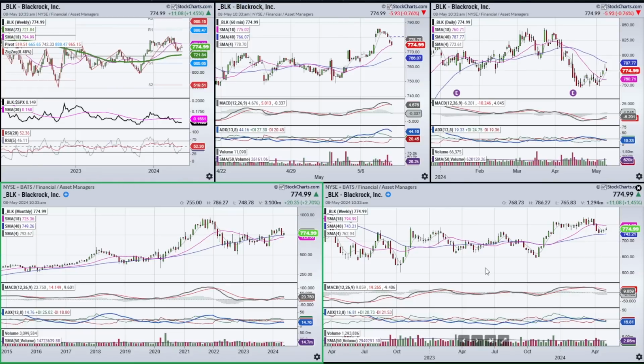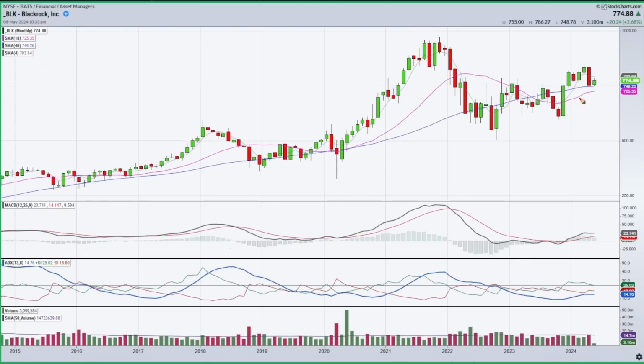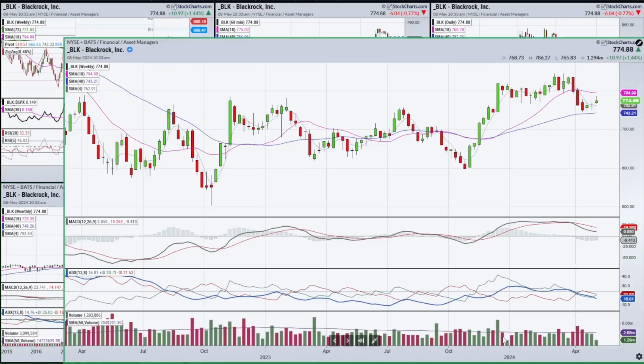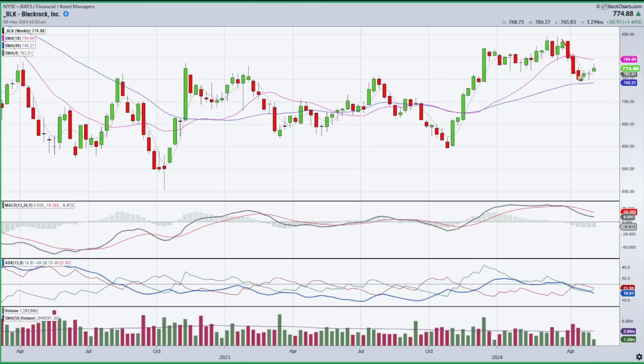All right. Let's look at the BLK. If I'm looking at this from a longer term standpoint, we're pulling back to pretty strong support. There's pretty significant support here, right around the 750 mark. Now, the way it's doing it is telling me that I don't have to be in a big rush, because we broke the 18-week and we're consolidating. Almost want to call this a danger zone when you're in between these two lines.